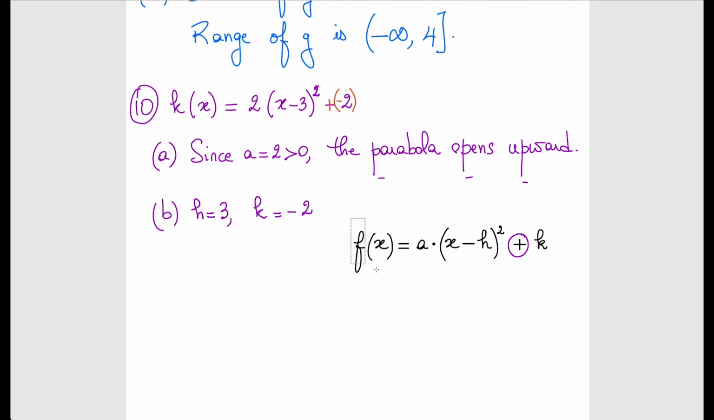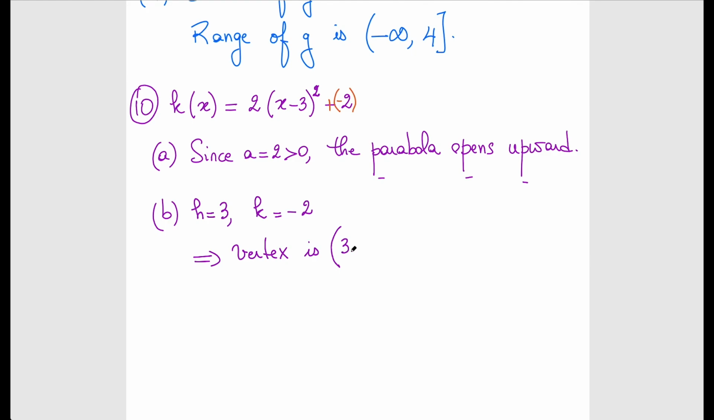And as such, the vertex has the two coordinates 3, negative 2. Okay. So the parabola is opening upward, and it's going to have 3, negative 2 as its vertex. So I'm collecting the information.